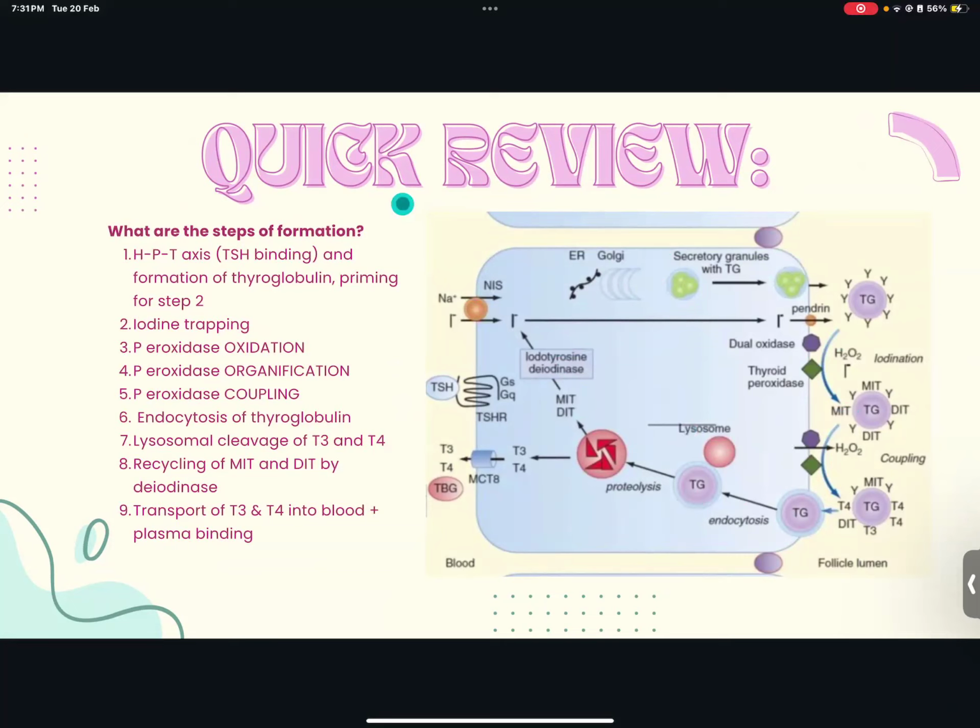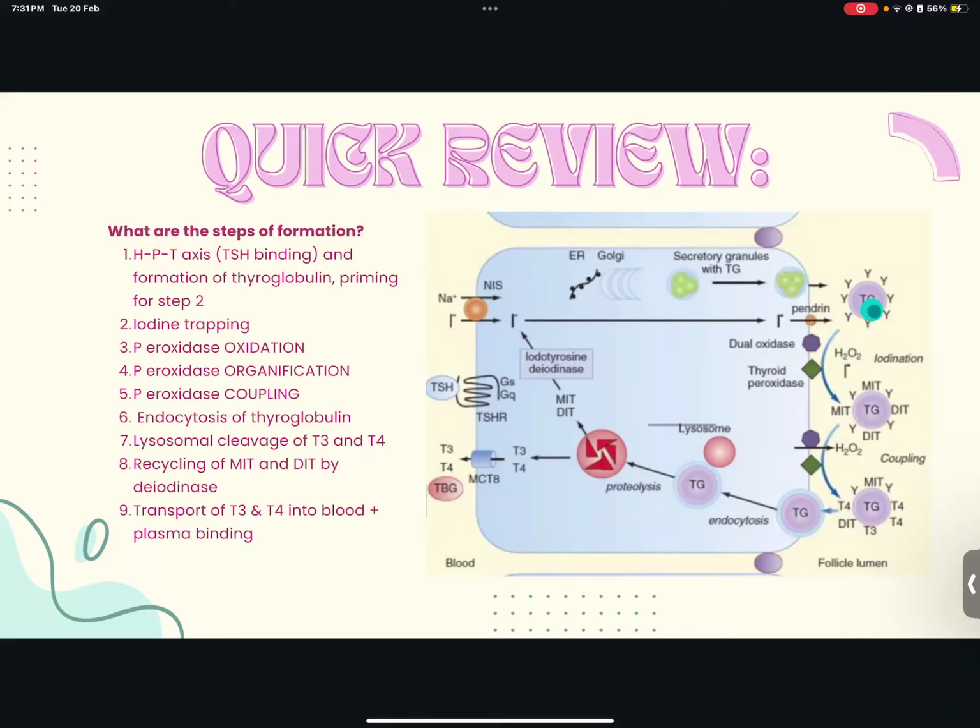First, you're going to have the HPT axis. So TSH will bind onto its Gs and Gq, and it's going to stimulate the production of thyroglobulin in the ER, packaged in the Golgi, and then it's going to be secreted out into the follicular lumen. And then you're also going to have the stimulation of the sodium iodide symporter. So sodium is going to come in, iodide is also going to come in. And iodine is going to continue throughout the follicular cell, moving all the way to the apical membrane. It's going to be transported by pendrin into the follicular lumen.